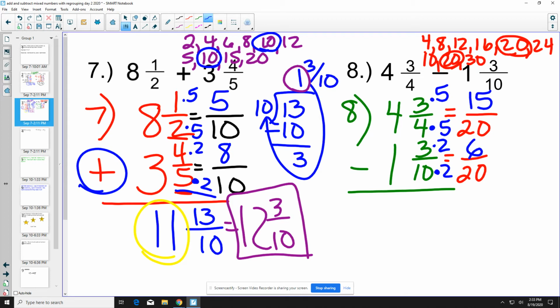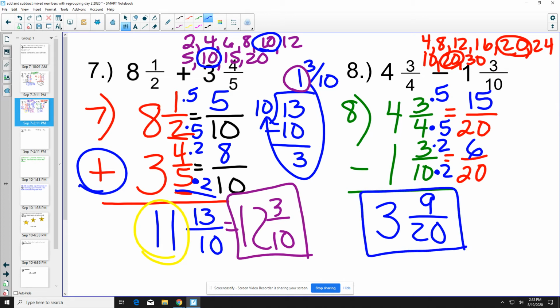Okay, now be careful, this is subtraction. So I want to take 15 20ths minus 6 20ths. 15 minus 6 is 9 20ths. I got to subtract my whole numbers. 4 minus 1 is 3. And let's see, is it in simplest form? Yes, it is. The only number that goes into 9 and 20 is 1. So that would be my final answer.